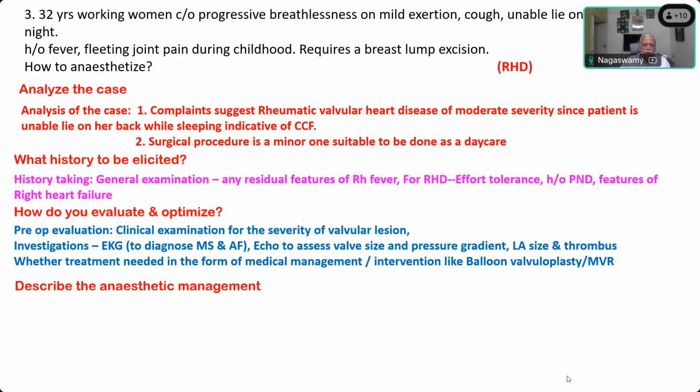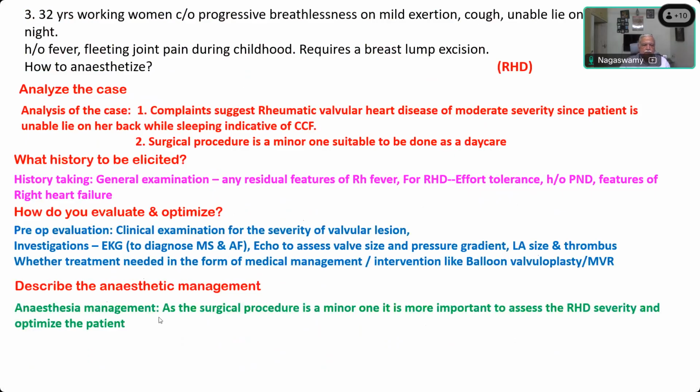So rate should be low, and of course ischemia can be managed by adequate oxygenation and diastolic blood pressure. As the surgical procedure is a minor one, it's important to assess the rheumatic heart disease severity and optimize the patient with preoperative management. Then anesthesia can even be local infiltration. It's only a breast lump, so that can be managed with local anesthetic infiltration.